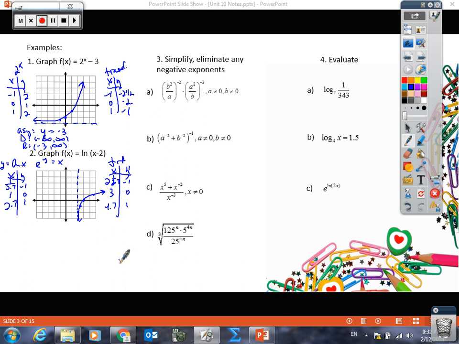So there's our logarithm. Our asymptote is x equals 2. Our domain would be from 2 to infinity, and our range would be negative infinity to infinity. Okay, there's a quick reminder about graphing exponentials and logarithms. Are we okay with that? Okay. All right, let's move to exponents, exponent rules.